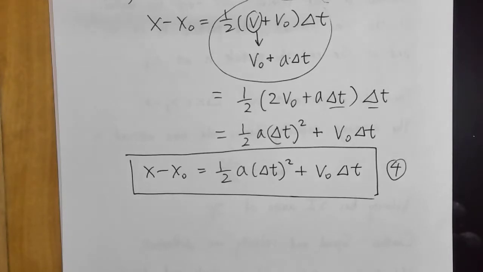By the way, these things that we're deriving are called the constant acceleration formulas, or sometimes the kinematic formulas. So this is 4, this is 3. Any questions about this? One more to derive.